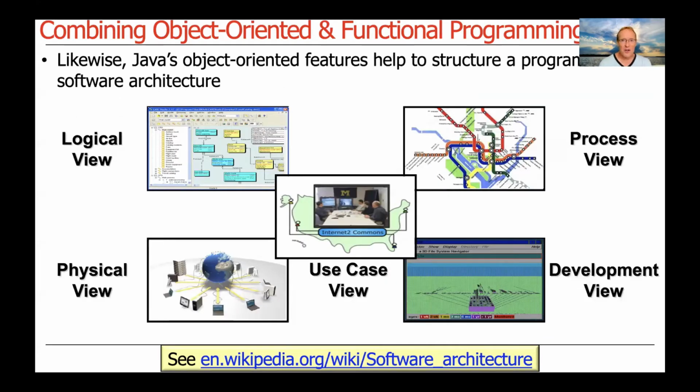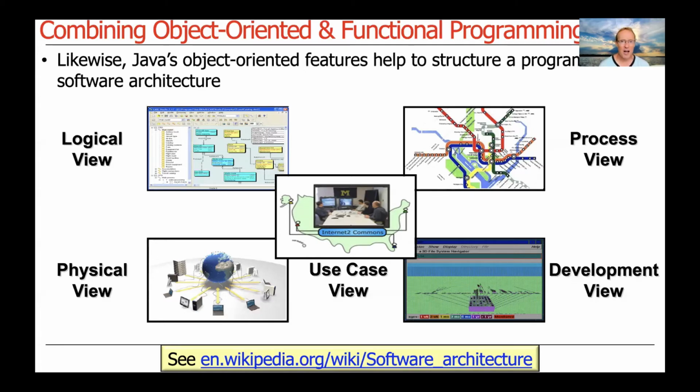Now, on the other side of the coin, we have the object-oriented features that are part of Java. And these would include things like classes and inheritance and virtual methods, and so on. And those features are extremely valuable to help structure the software architecture of Java programs. And this is particularly important with larger systems.